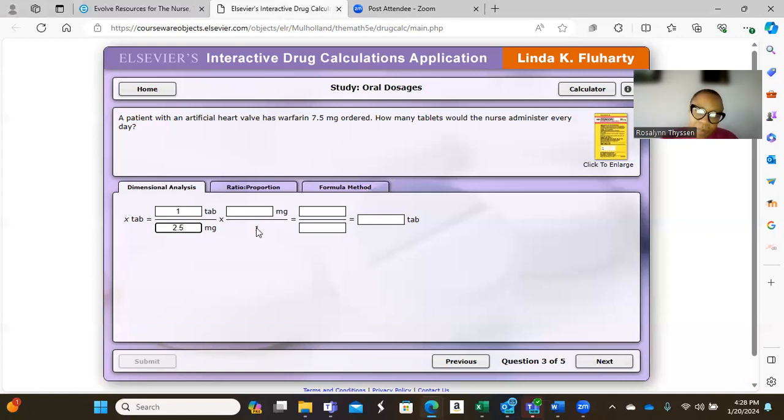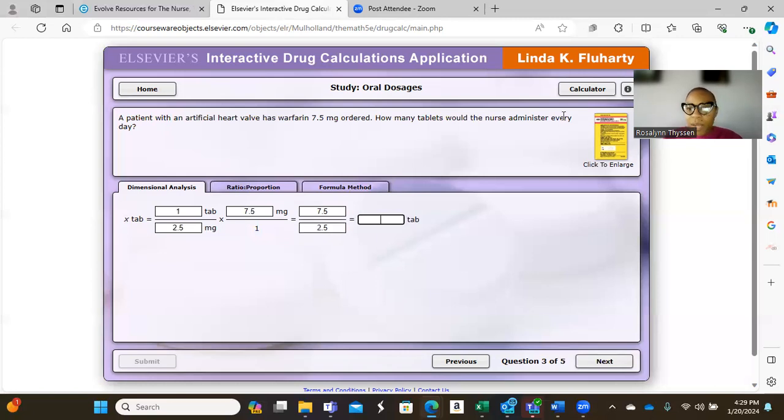Milligrams is at the bottom, I know it has to go at the top. My order is in milligrams. So third question, what do I need? How many milligrams do I need? 7.5. Throw that over 1. So milligrams cancels out, I'll be left with tabs. If what I'm left with equals what I'm looking for, then I set it up correctly. So now I just multiply straight across. 1 times 7.5 is 7.5. 2.5 times 1 is 2.5.